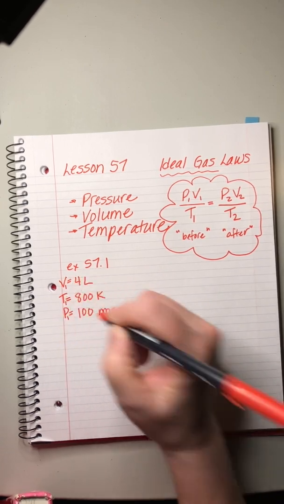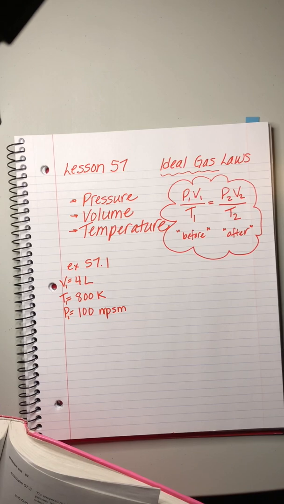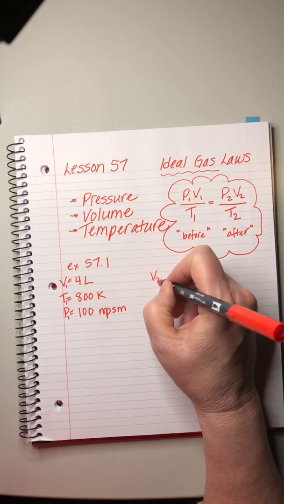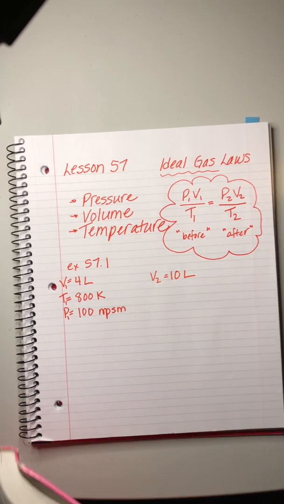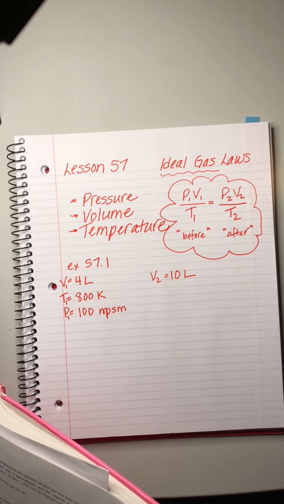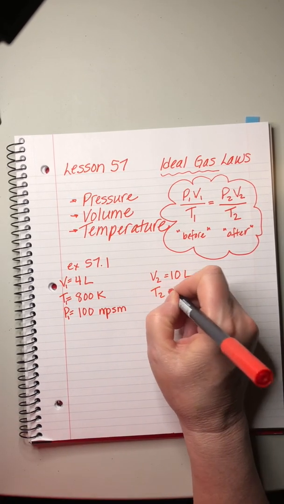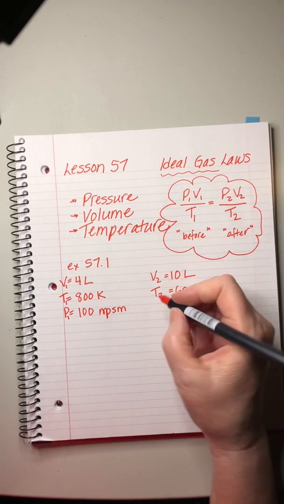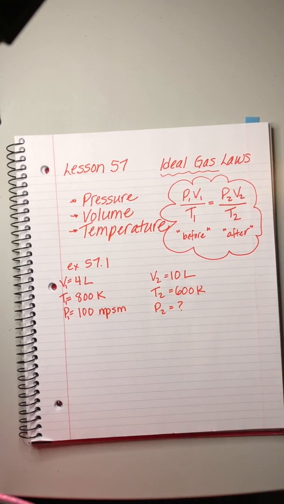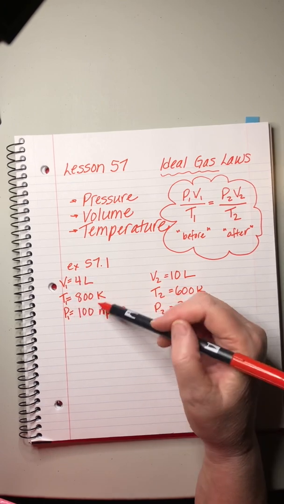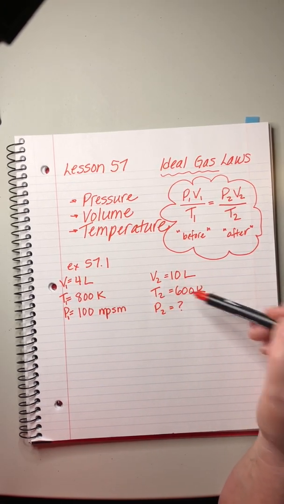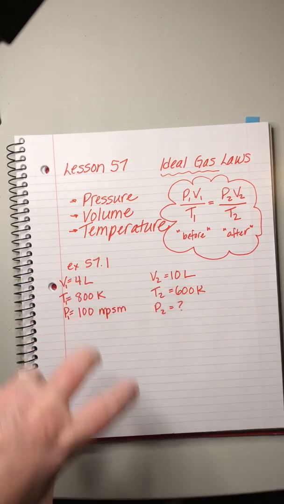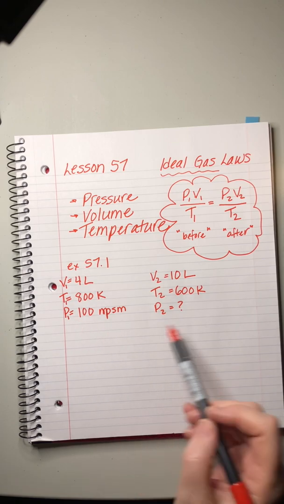This is the first set of conditions. If the volume were increased to 10 liters, okay, so the second volume is 10 liters, and the temperature reduced to 600 kelvins, what would the pressure be? See? They tell us one set of conditions and then they give us two things that changed and ask us to find the third. It's not that hard. And later John's going to give us these same problems with crazy numbers. These are just nice and cute, so we're fine.